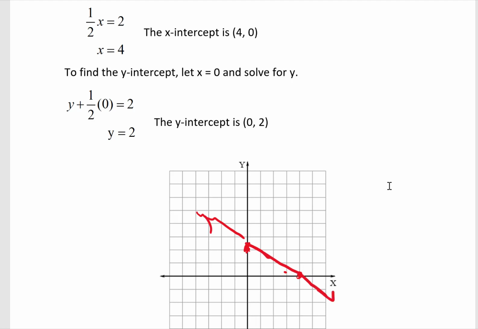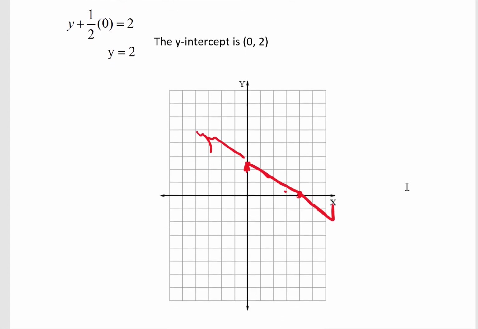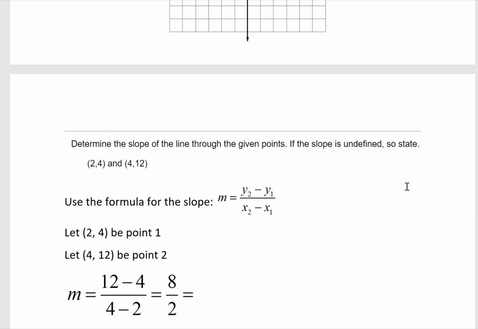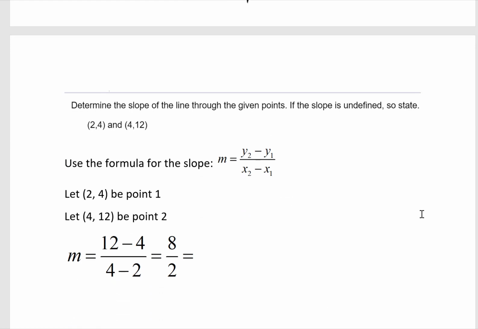And again, in MyMathLab, this is going to be a multiple choice question, and you're going to select the correct graph and the intercepts. Determine the slope of the line that passes through the given points. If the slope is undefined, so state.